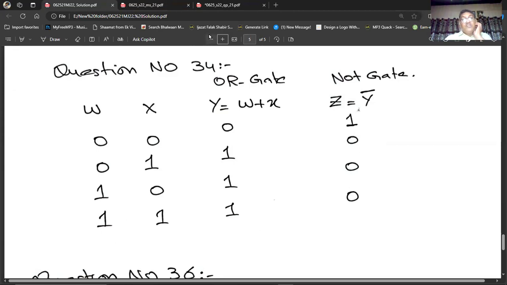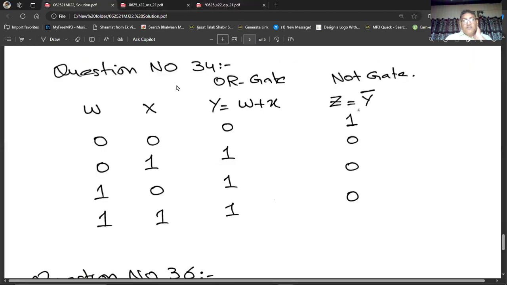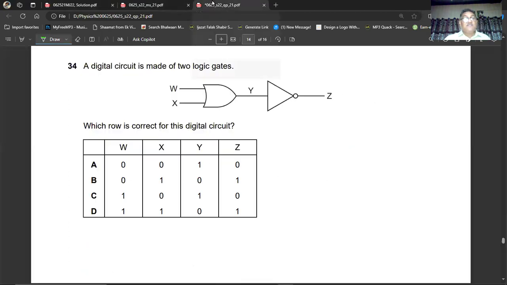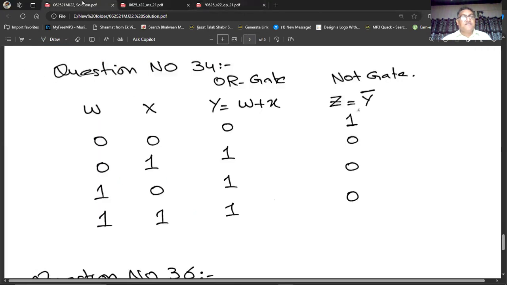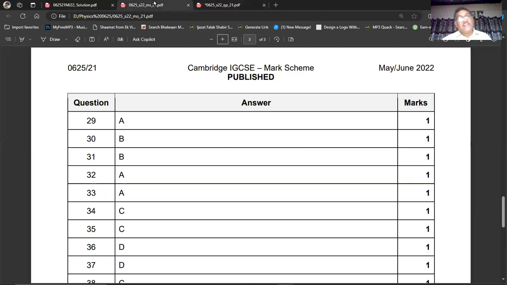So now we have to look which option has the right 1, 0, 1, 0. So this third one is exactly matching, and none of the others are matching. So C is the option. You can match that truth table with this. Only the C is matching with this truth table. Okay. Understand? Question number 34. C is the right choice.